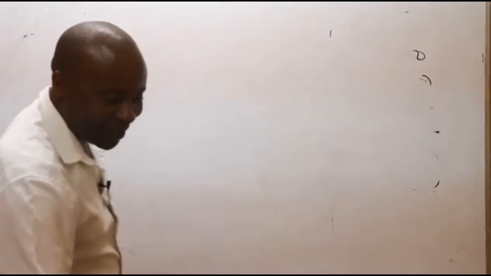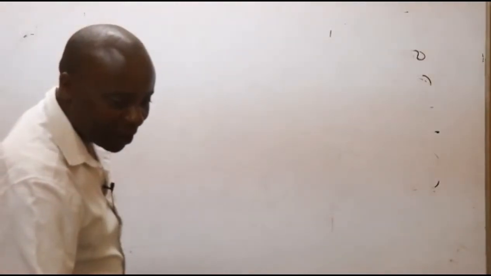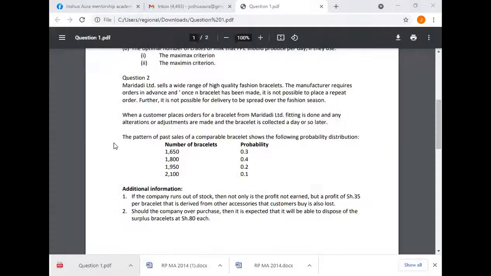This is a very easy question, Nicholas. You made me happy. So we are told here, number of bracelets. We have the supply. This is supply. So supply, we have 1650. We have 1800. We have 1950. We have 2100. And then demand will always be the same. 1650, 1800, 1950, and then we have 2100.